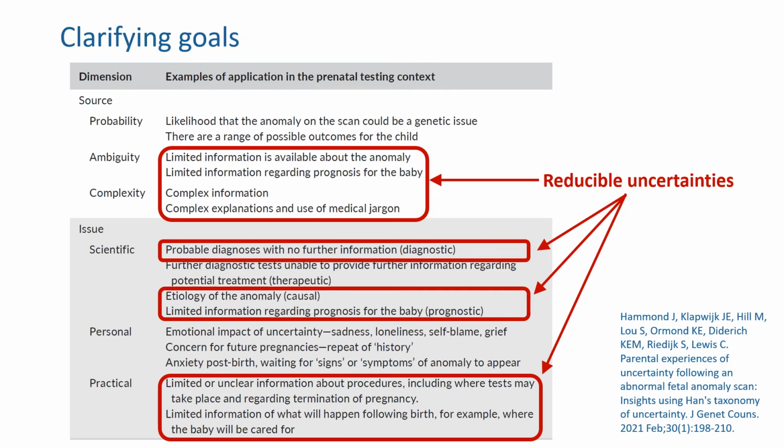Assessing the prognosis then helps to clarify the goals of managing uncertainty. For uncertainties that are reducible, the appropriate goal is curative as opposed to palliative.